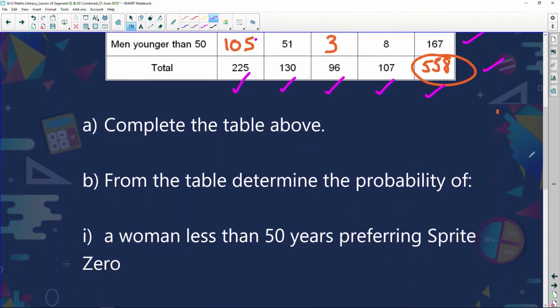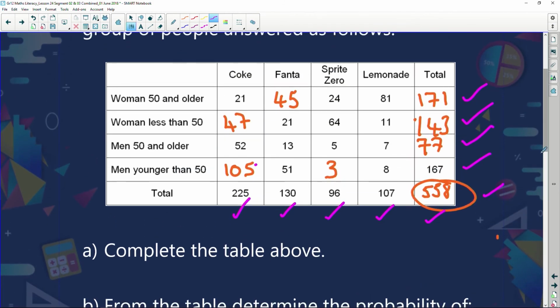And then from this contingency table, we could be asked a few questions. For example, from the table, determine the probability a woman less than 50 years prefers Sprite Zero. So we're looking at a woman less than 50 years preferring Sprite Zero. How many women less than 50 did we interview? We interviewed 143 of them. How many preferred Sprite Zero? 64. So 64 out of 143 is the probability that a woman less than 50 years old likes Sprite Zero.